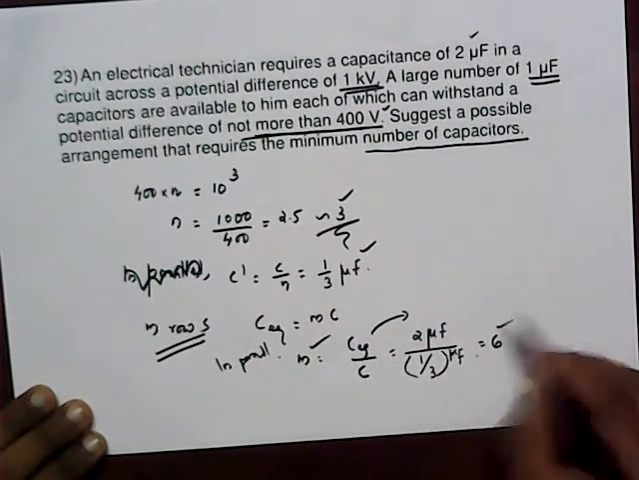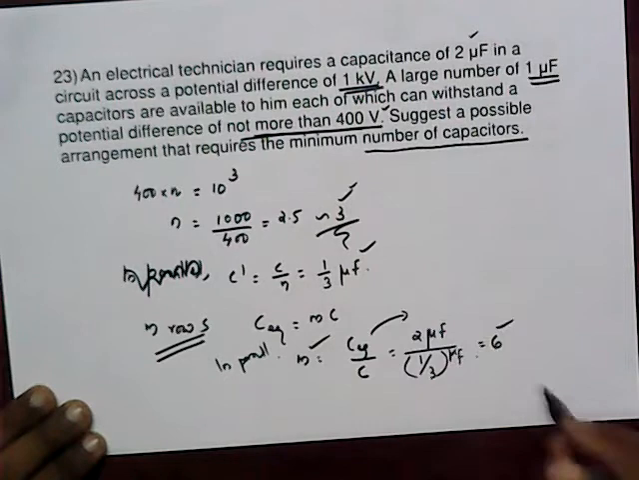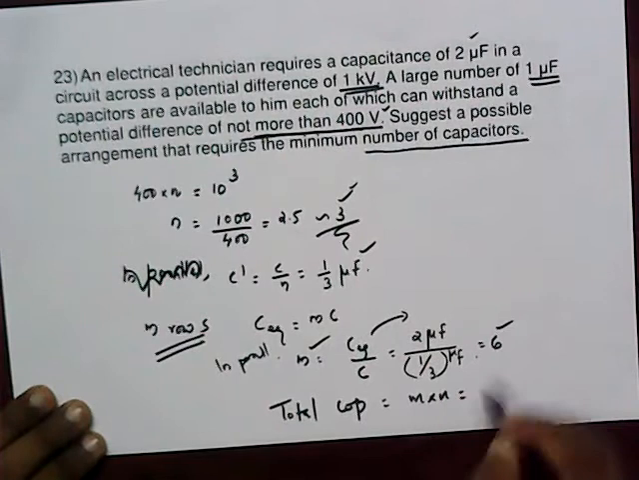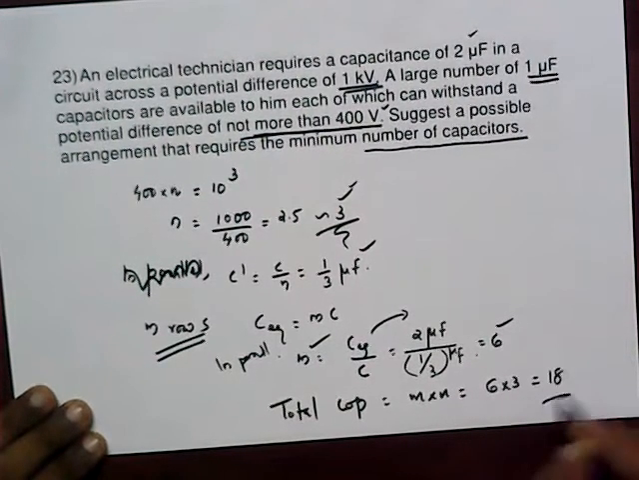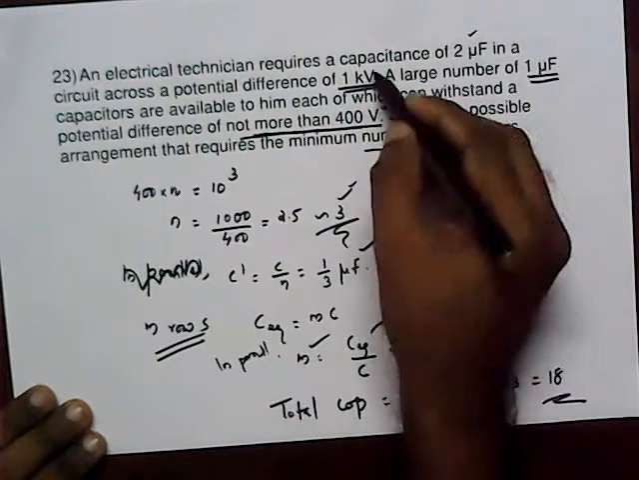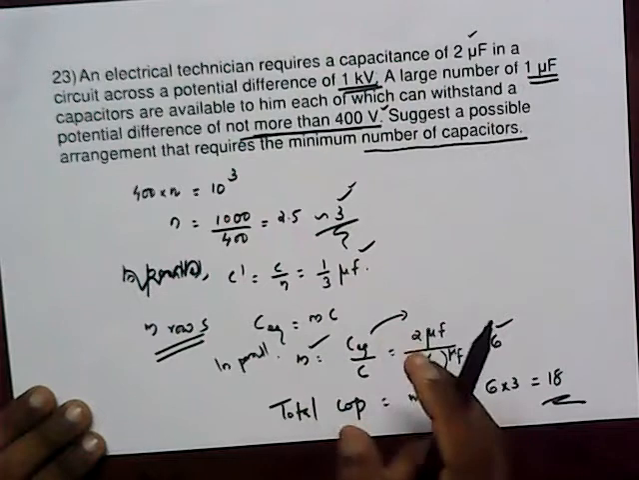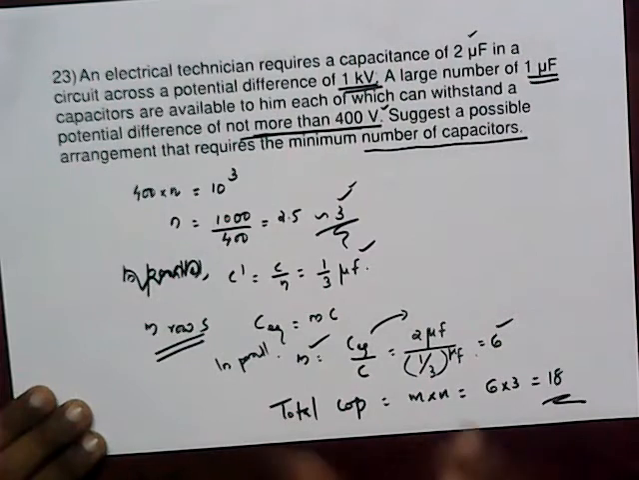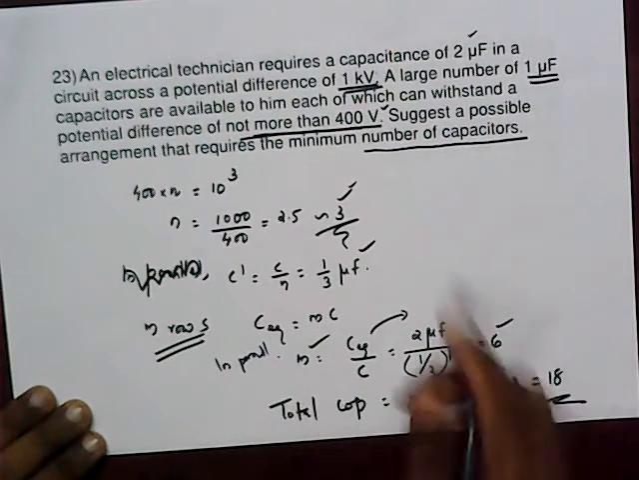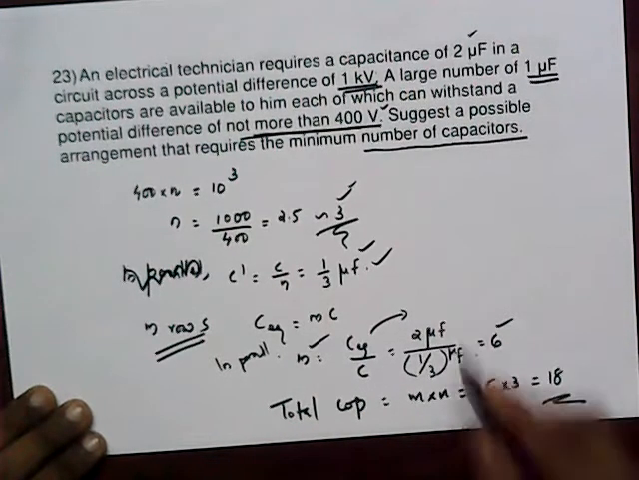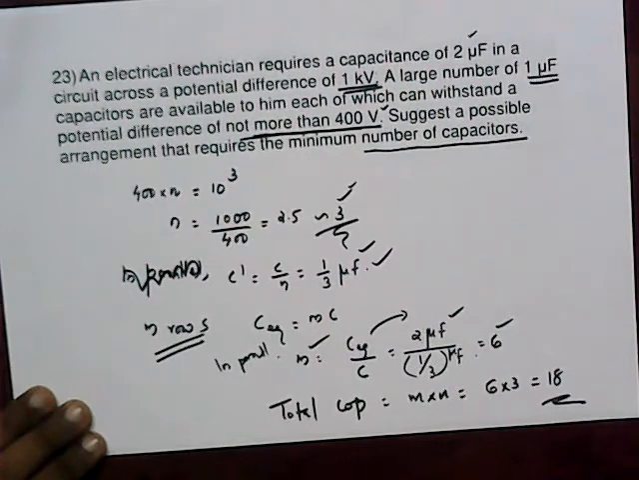So how many rows are there? 6. In a row, how many capacitors are there? 3. So the total number of capacitors is m times n, equal to 6 times 3, so you get 18. Keep in mind, in a row we can afford a maximum potential difference of 1000, and hence a minimum of 3 can be included in that row. When those 3 capacitors are connected in series, the maximum possible is 1 by 3 microfarad. So other rows are needed in order to get 2 microfarad, so the circuit becomes parallel, and hence m becomes 6, so you get 18.